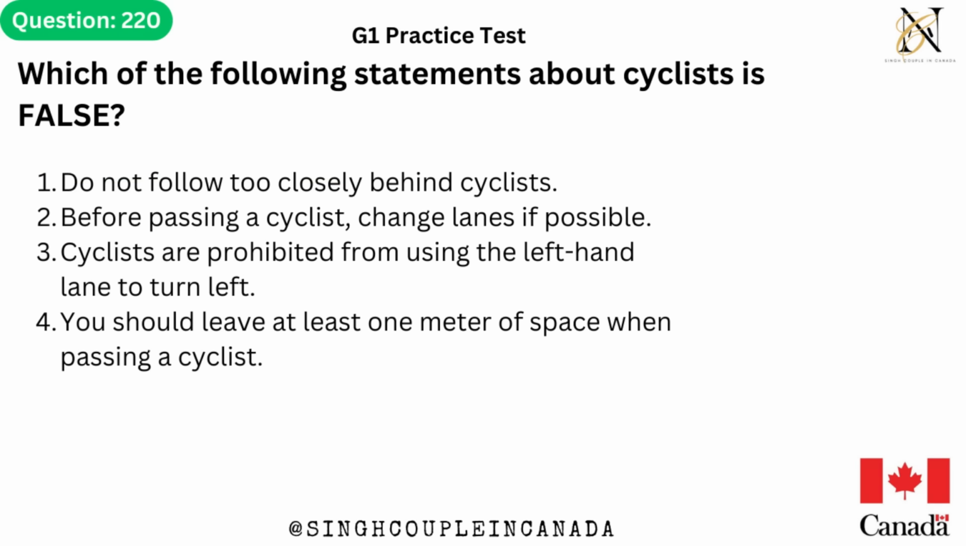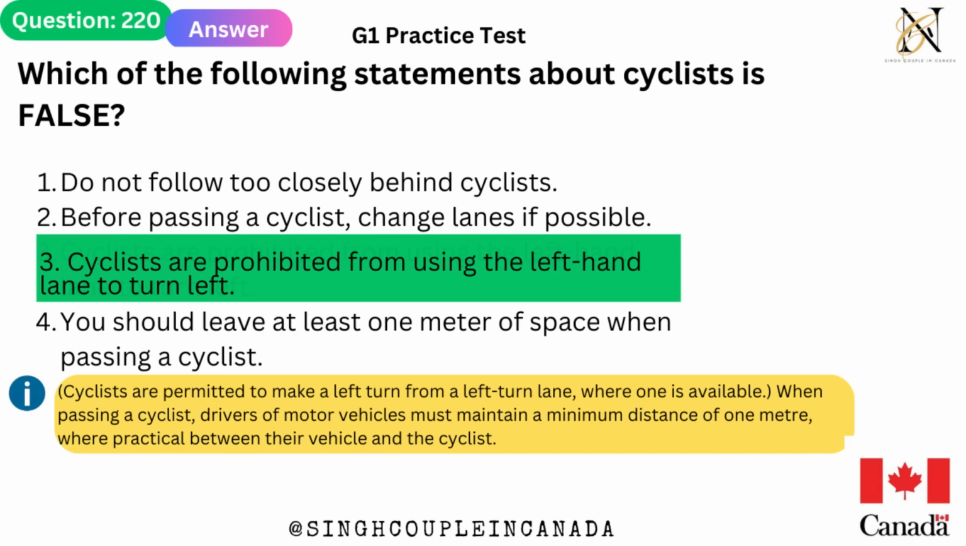Which of the following statements about cyclists is false? 1. Do not follow too closely behind cyclists. 2. Before passing a cyclist, change lanes if possible. 3. Cyclists are prohibited from using the left-hand lane to turn left. 4. You should leave at least 1 meter of space when passing a cyclist. The answer is 3. Cyclists are prohibited from using the left-hand lane to turn left.